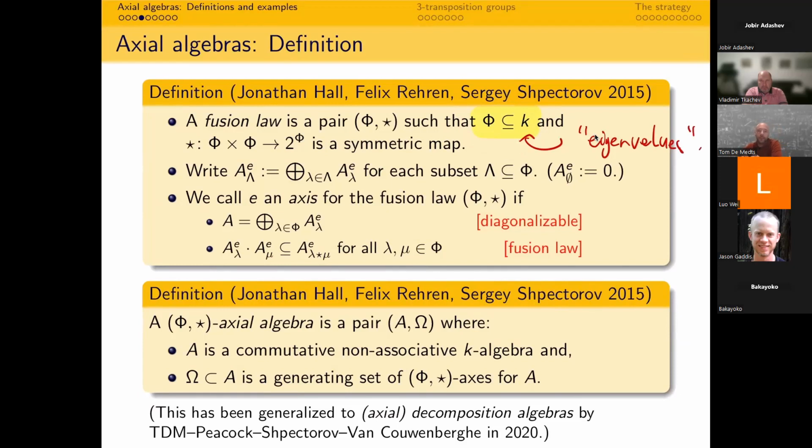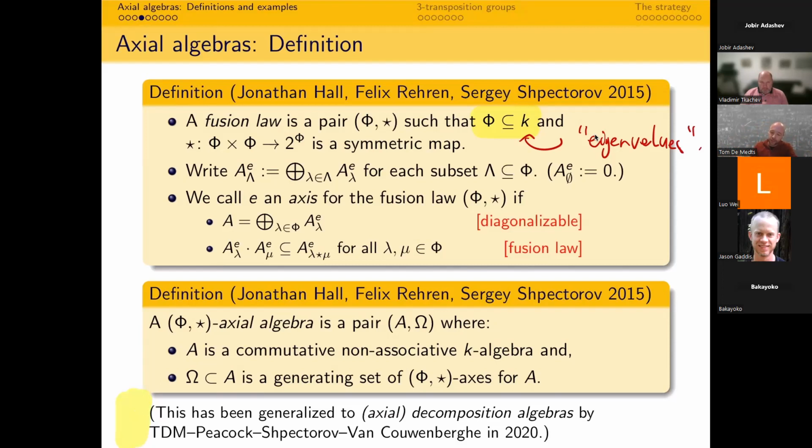In fact, there is a somewhat more general way to do this, and I've just very briefly added a comment here at the bottom of the slide, where we have put this in a more general context, which then gives rise to what we call axial decomposition algebras. It has several advantages, but it's not going to be relevant for this talk. So let's stick to the simple and original definition from 2015 by Hall, Rehren and Shpectorov, where we just have a fusion law, which really consists of eigenvalues.